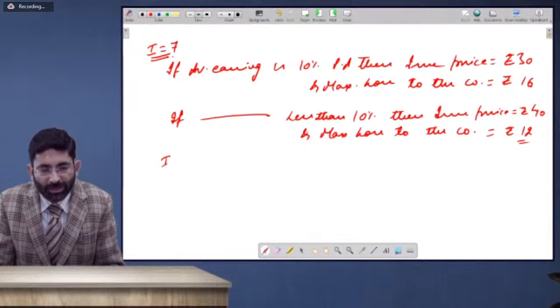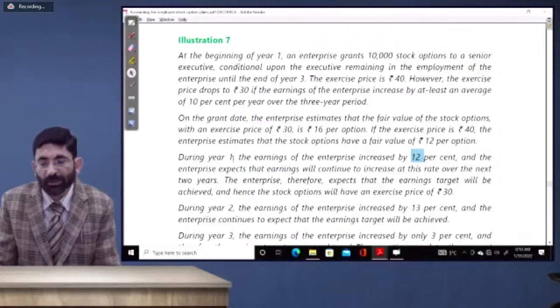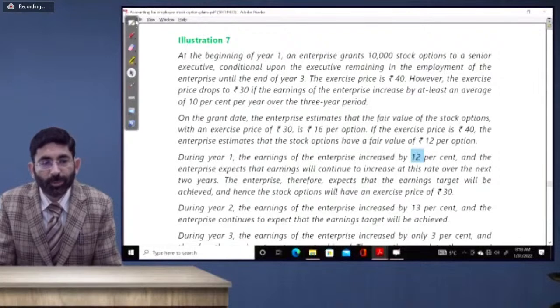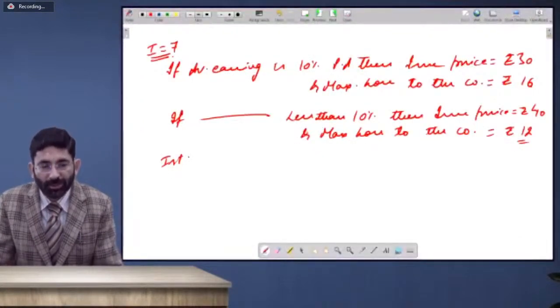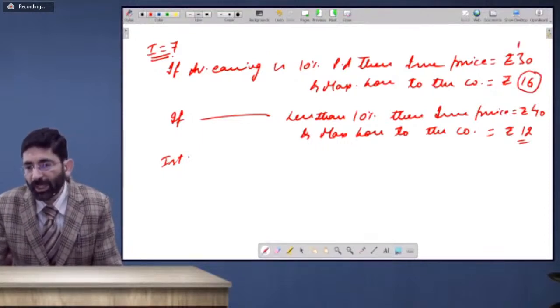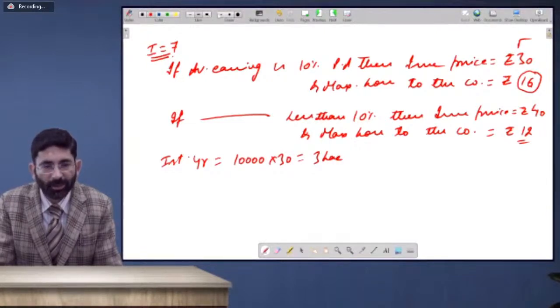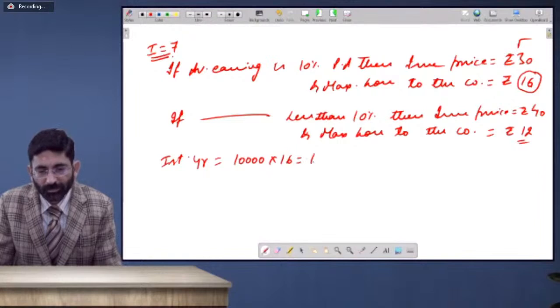Now, at the end of the first year, what has happened? Earning is 12%. So we are expecting that we will achieve the target of 10% because it's a positive picture. If it is a positive picture, we may easily assume that for the 3 years we will achieve this target. So we expect the loss will be 16 per share instead of 12 per share, because shares will be issued at 30 in that case. So in the first year we are expecting a loss of 10,000 into 16, sorry, it is 1,60,000.